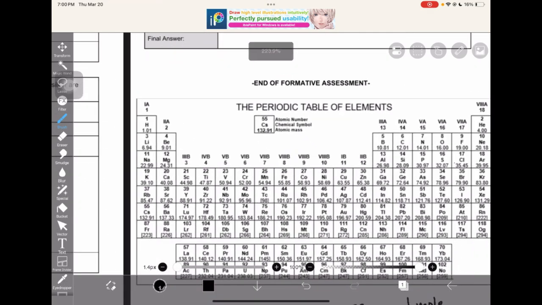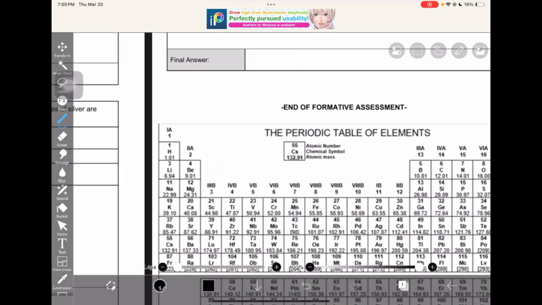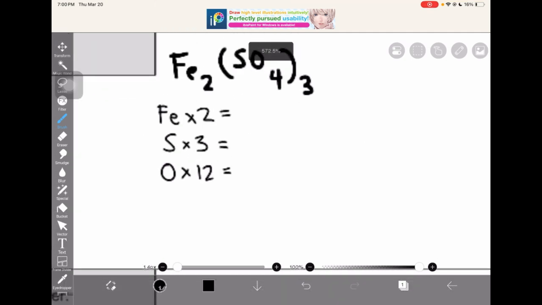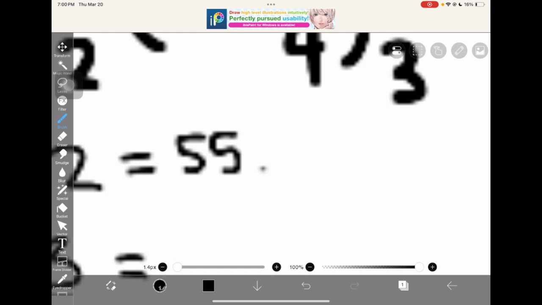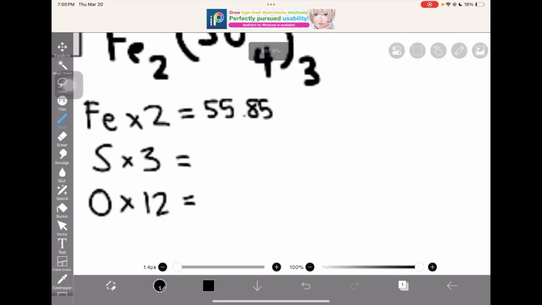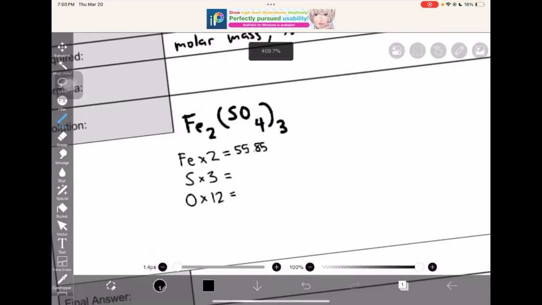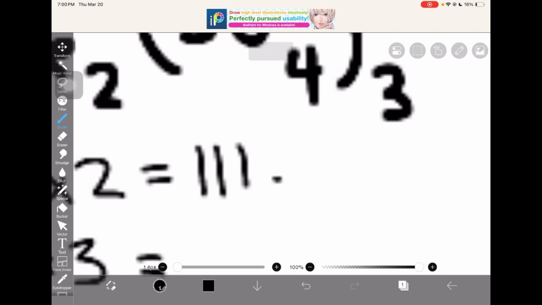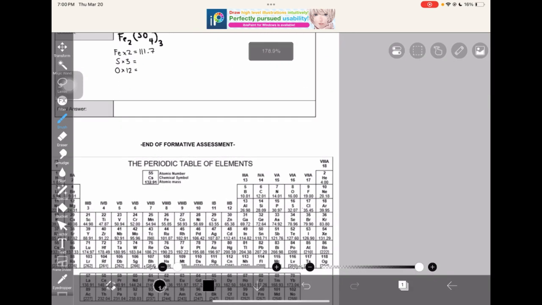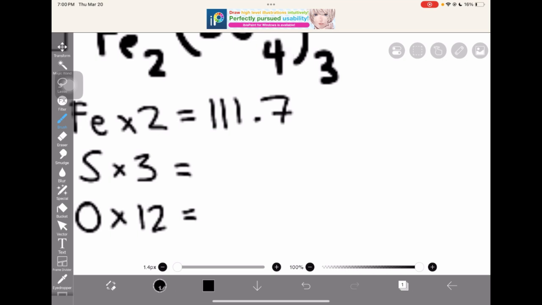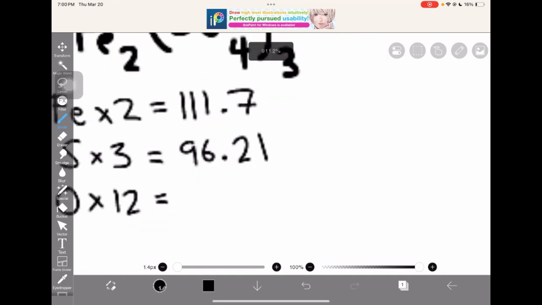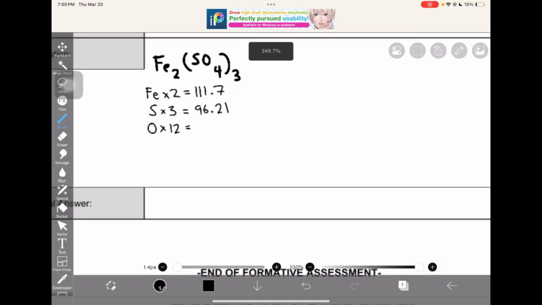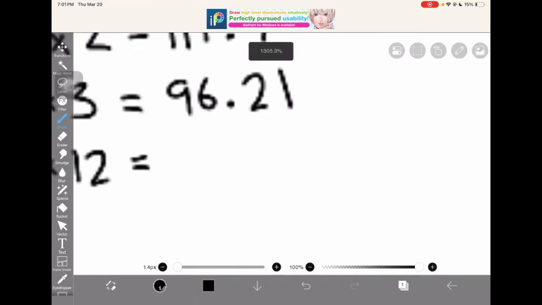First and foremost, let's find Fe over here. Fe is there, 55.85. And then next is S, sulfur. Sulfur is 32.07. Oh, sorry, Fe times 2. My bad. So 55.85 times 2, that's equal to 111.7. Then for S times 3, let's check out the 32.07. That's 32.07 times 3. That's equal to 96.21. And lastly, O times 12. So O is 16. So 16 times 12 is equal to 192.